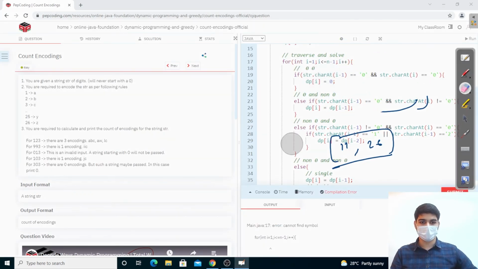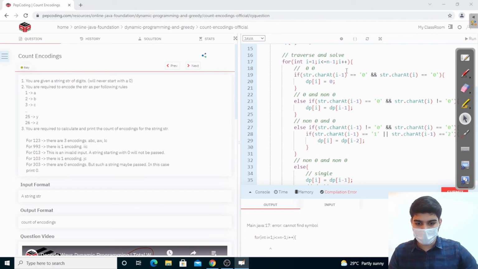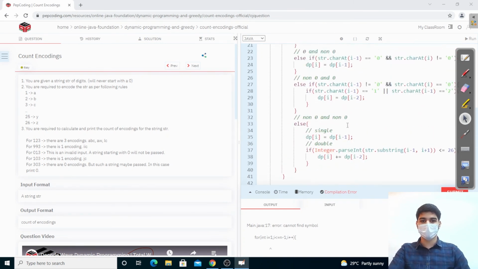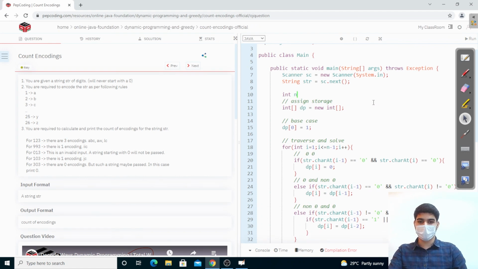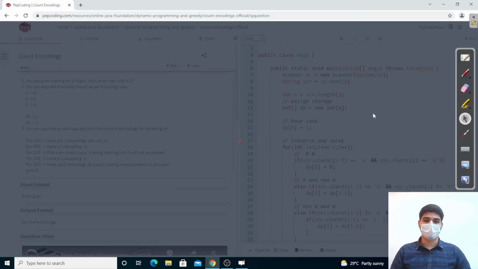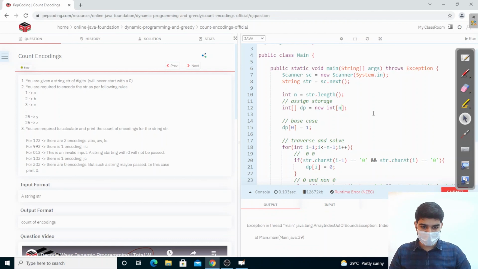I'm getting an error. Let's see what it's about. It says that it cannot find the symbol. Of course, we don't have n over here. So instead of having string.length over here, I can have a variable n which stores the value of string.length, as I'm using this again and again, and I can have n over here. If I run this, it says runtime error because of index out of bound.